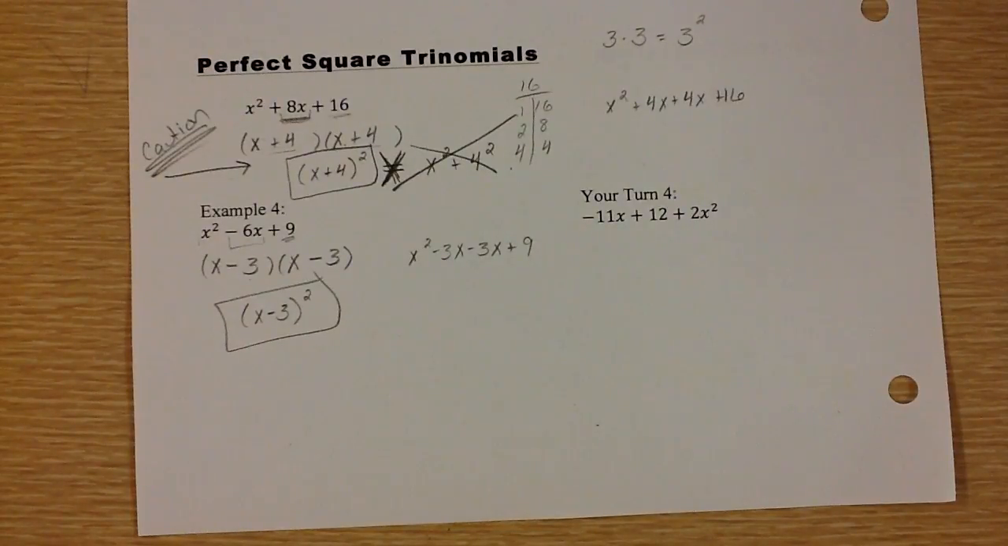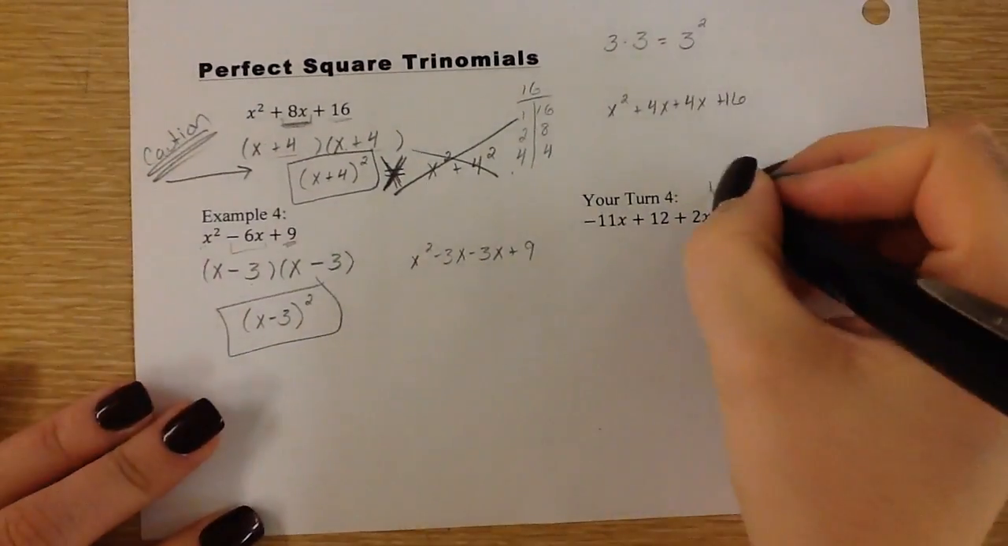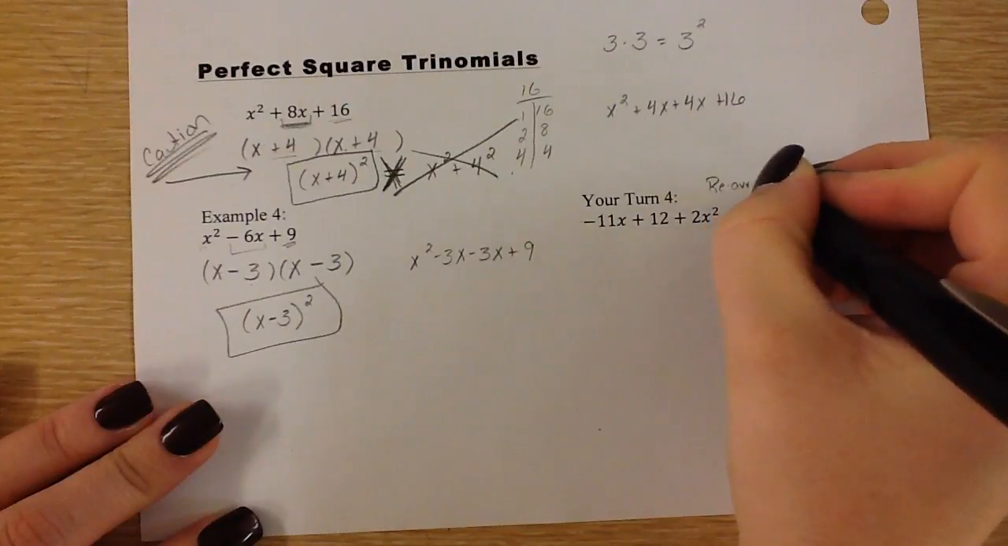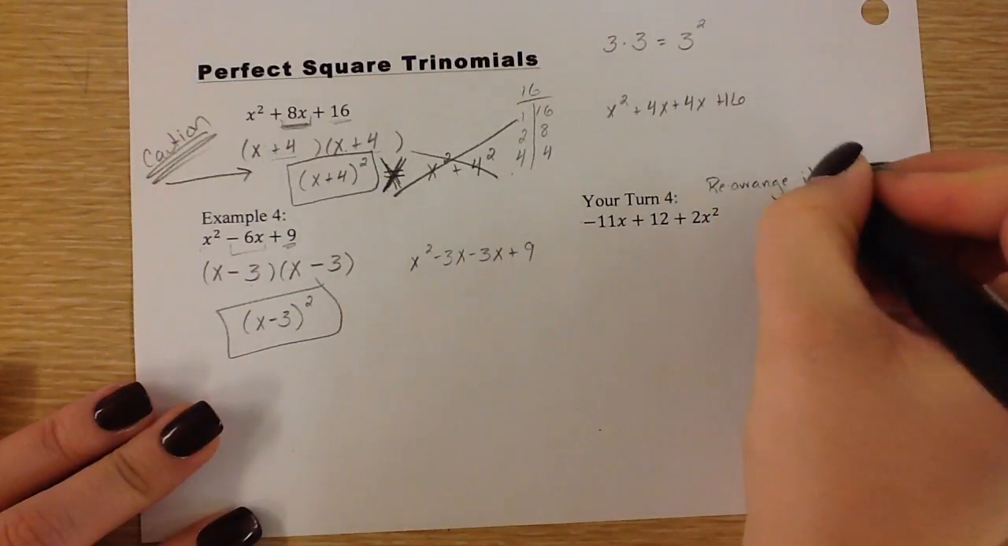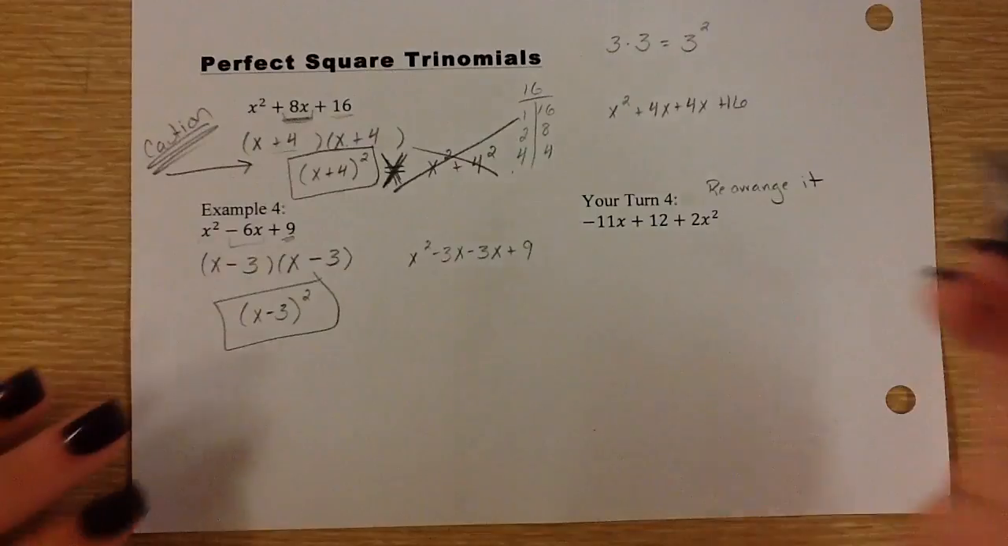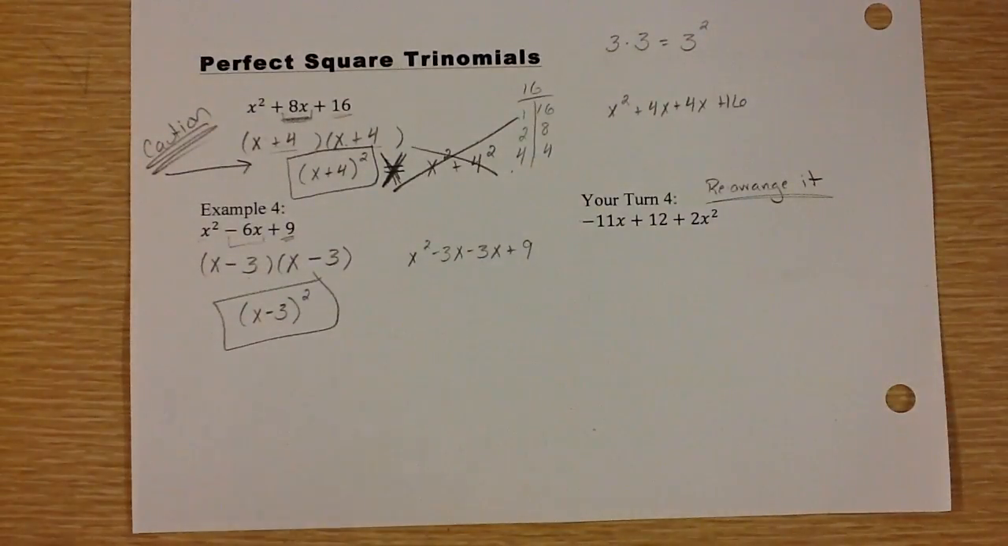Hint for your turn number 4, rearrange it. It's not in a very nice order. Rearrange it, okay? So you need to come to class with all of the your turn problems done. There's 4 of them. So your turn problems 1, 2, 3, and 4. You need to have all 4 of those started, something attempted before you come to class tomorrow. Good luck.